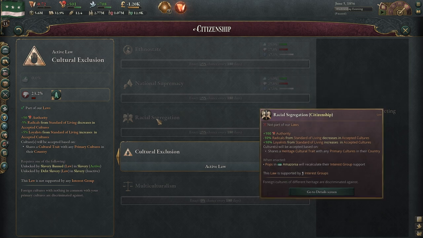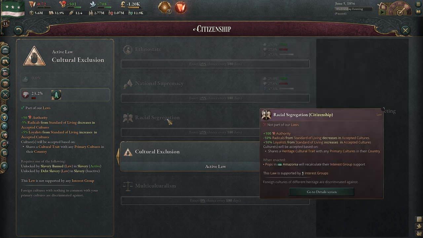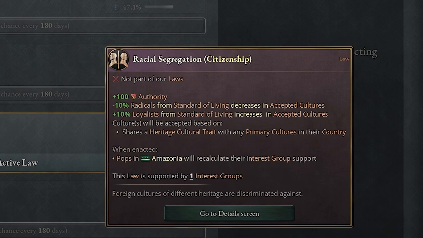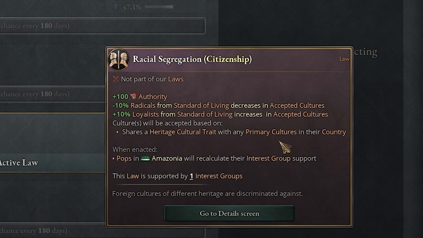Racial segregation is right in the middle, and for good reason. It's plus 100 authority, so it's not the 200 that you're getting up here, and you're also about half. So your radicals and loyalists, you can see here, the standard of living decreases, again, is minus 10%, plus 10%. However, you are opening up your acceptance, so it shares a heritage cultural trait. This isn't that bad. It specifies a general region of the world where the culture originated. So as long as you share that with the primary culture, then you're accepted.